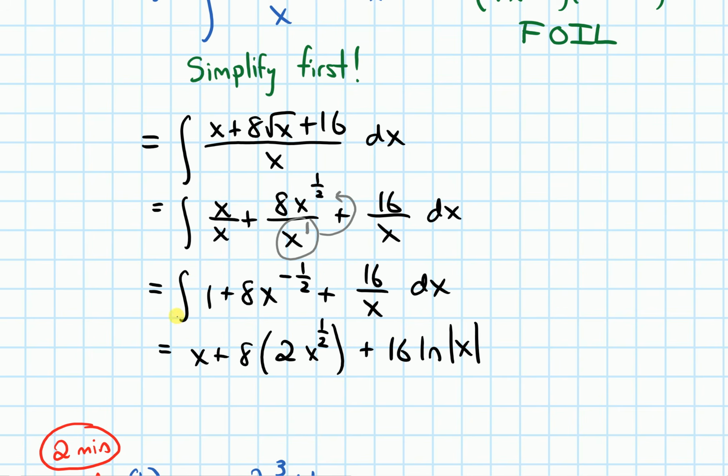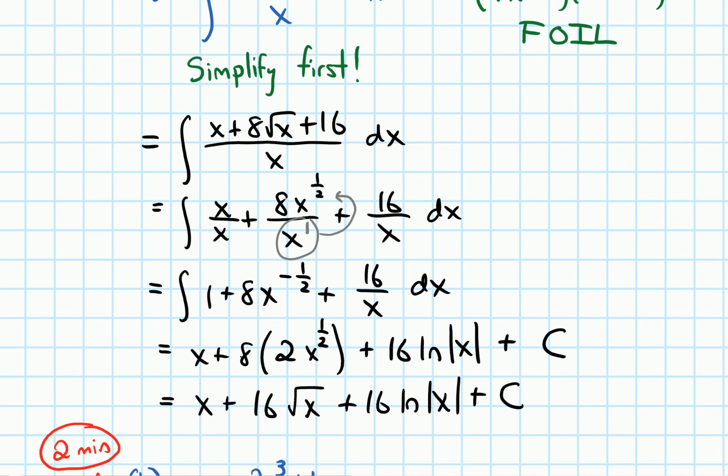This is an indefinite integral, which means it's a general antiderivative, so I need to put a plus c at the end. Okay, I'm going to simplify one step further, because I got x plus 8 times 2 is 16. Let me just rewrite x to the 1/2 as square root x, although I could definitely keep it as x to the 1/2, plus 16 ln absolute value of x plus c. And that's my answer right there.